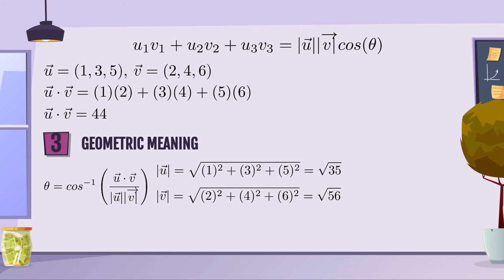As for the vector v, we'll take 2 and square it. We'll add it to 4 squared and then add it to 6 squared and take the square root. That'll be 4 plus 16 is 20. 20 plus 36 is 56.